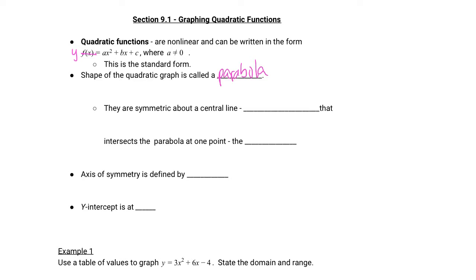A parabola is symmetric about a central line called an axis of symmetry, that I abbreviate AOS, that intersects the parabola at one point, the vertex. It's either the topmost or the bottommost point. The axis of symmetry is defined by x equals negative b divided by 2 times a. It's the equation we're going to use to find the axis of symmetry. The y-intercept is always at c, every time, no matter what. Okay, those things are what you're going to need to know moving forward.